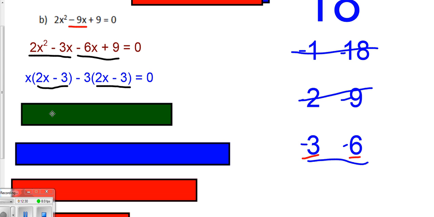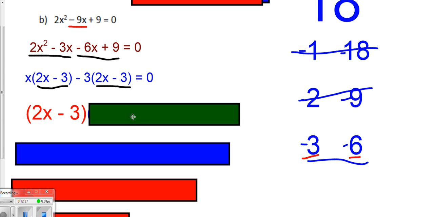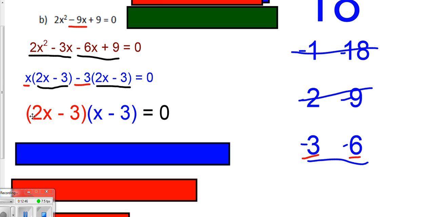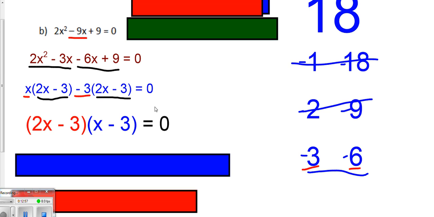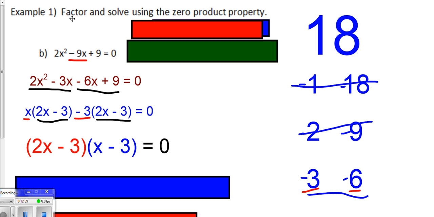Taking this a step further then, to get it down into just its factors, we have 2x minus 3 in both cases. So that's going to be our first factor. Then we have this extra little piece, this x minus 3 has to be our other factor then. 2x minus 3 and x minus 3. If we were to FOIL these out, this would come back to this equation right here. And we still have it being set equal to 0. So when the question asks up here, factor it, this is our factored form.